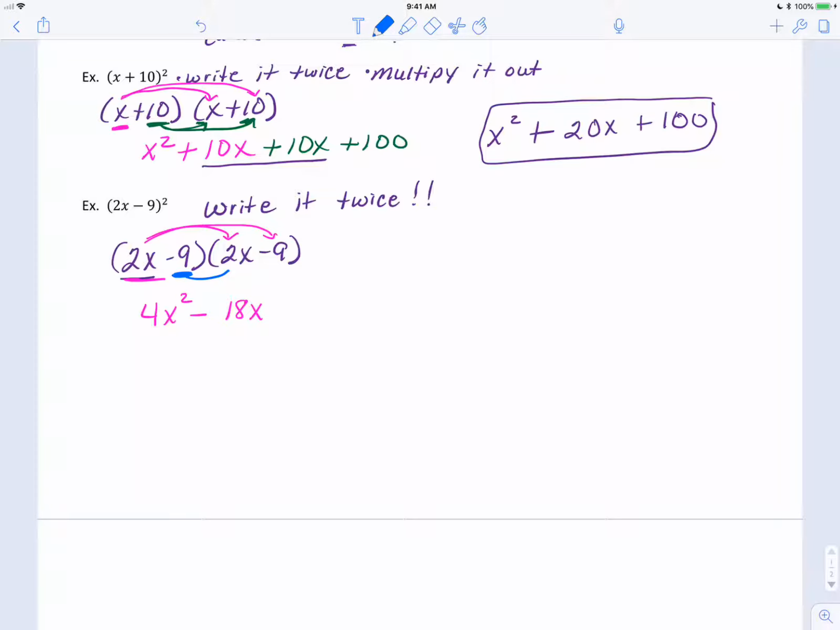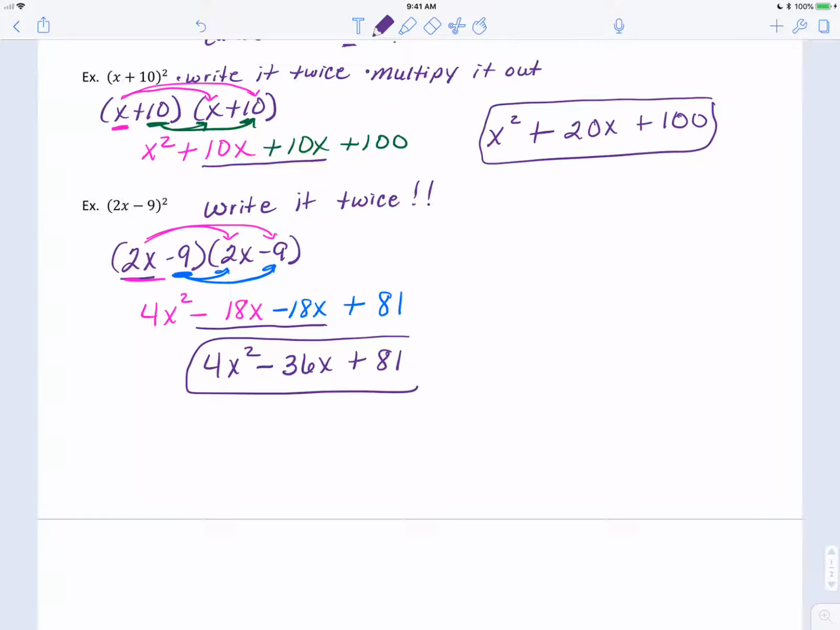Second term, multiply it. Negative 9 times negative 9 is positive 81. Okay, let's join our middle terms. 4x squared, negative 18 plus another negative 18 makes negative 36x plus 81. And that is your final answer.